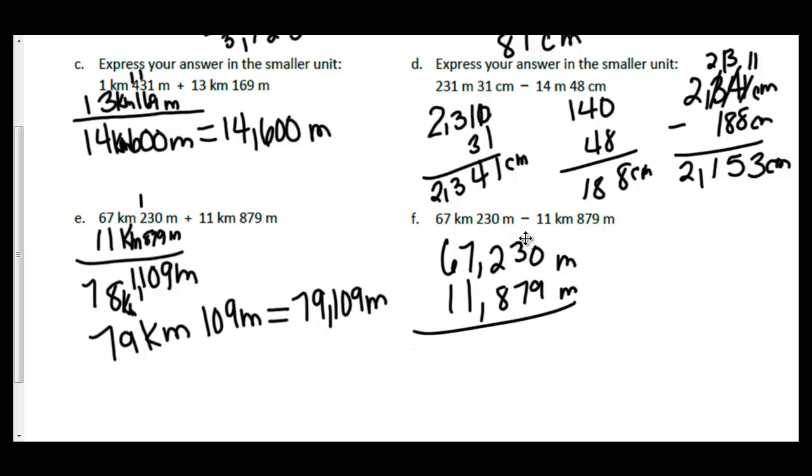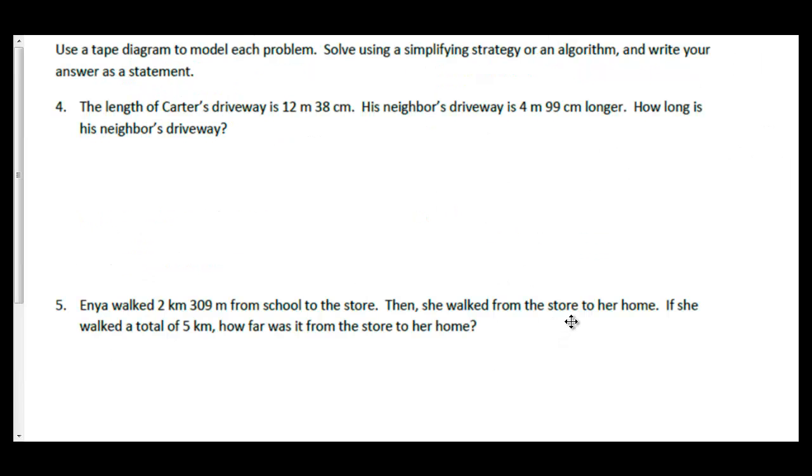So I cannot subtract here, so I'm going to decompose. I cannot subtract here, so I'm going to decompose. I can subtract everywhere else. Okay, so that's 1, 5, 3, 5, 5. So I've got 55,351 meters. All right, moving right along.